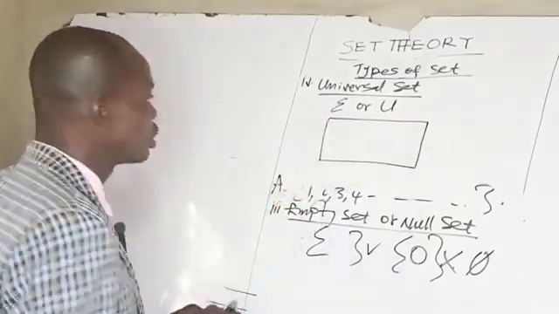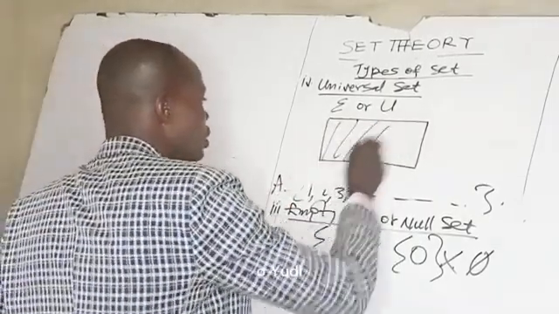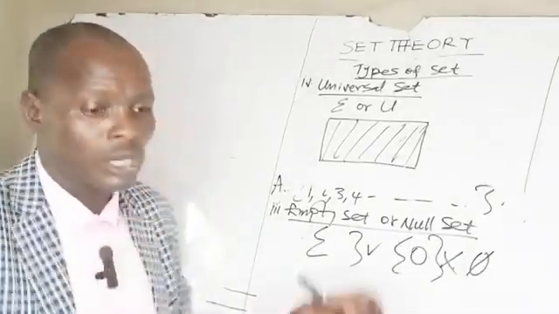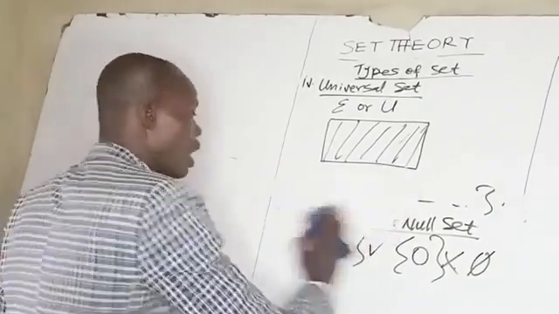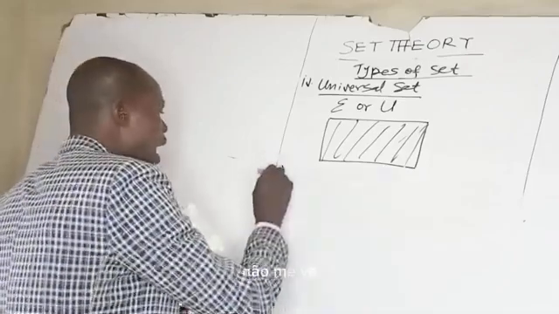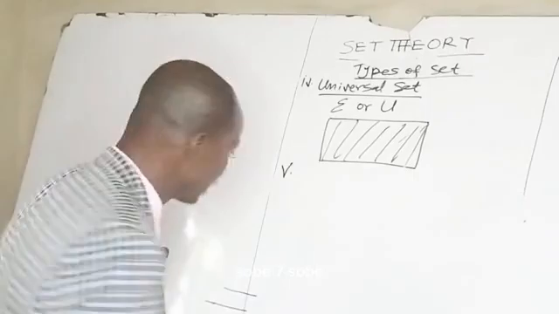So we use a rectangle, the region, that rectangle. We use it to denote the universal set. Take note of that. It contains the totality of every other set under consideration.